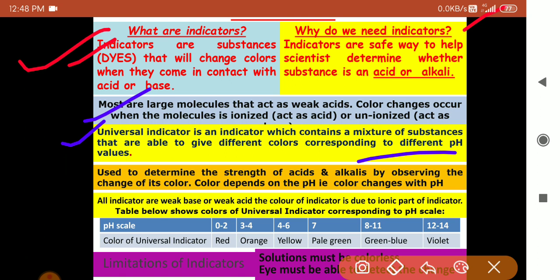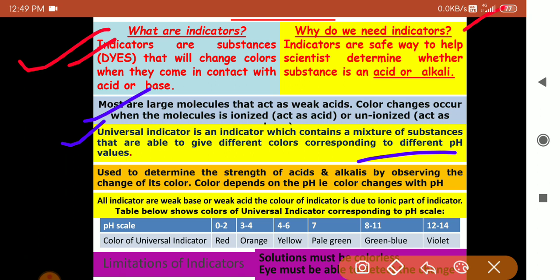The color depends on the pH; that is, the color changes with pH. If the pH is 1, the pH paper will show a red color. If the pH is 7, it will show green. If the pH is 6 or 5, it will show yellow. That's how the color varies when the pH value changes. If the pH is 14, the color will change to dark blue.